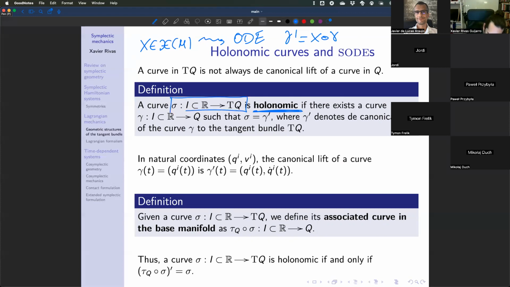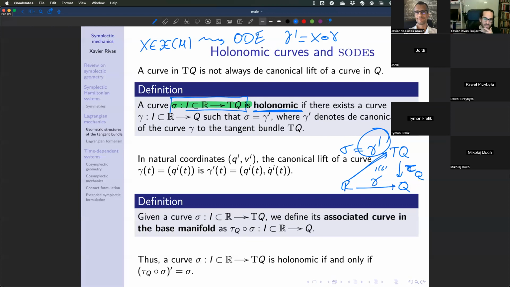A curve sigma in TQ is said to be holonomic if it is the lift of a curve in the base. In the last session, we defined this thing here. If we have a curve gamma in a manifold, we said how to define this gamma prime, which is the lift, and makes this diagram commutative. This is the canonical lift of the curve.